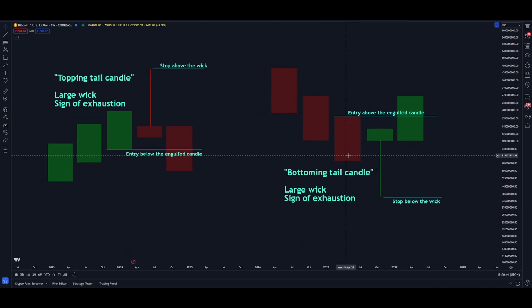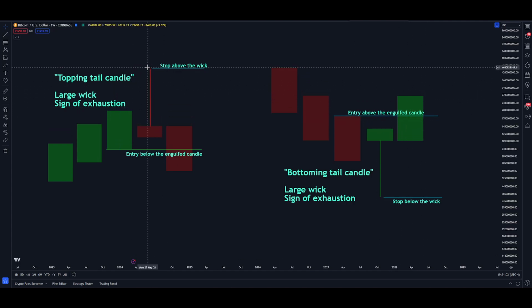So pretty straightforward there. Again, by themselves, these topping tails are not necessarily a buy or sell signal. It just might be showing you that the strength of this trend is fading. And sometimes this is going to be a big bait. I see it in Bitcoin all the time.